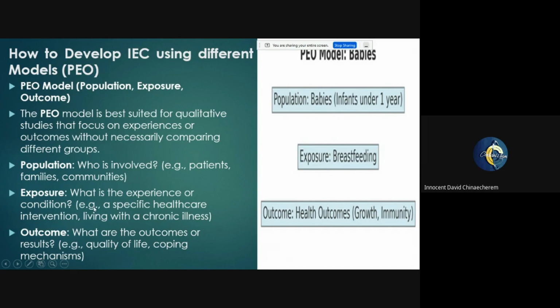And we have our example here, which is a specific healthcare intervention. Maybe this could be people who are living with a chronic illness. And our outcomes here could be a couple of results, or the quality of life, coping mechanisms.